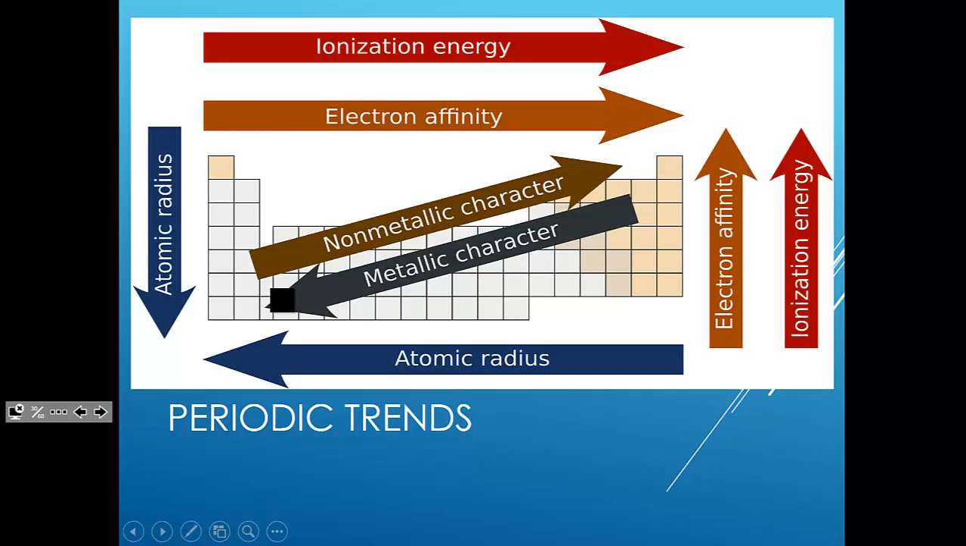So there are 4 periodic trends you have to know. We've already talked about first ionization energy, where as you go across a period, the first ionization energy increases, and as you go down a family, first ionization energy decreases, meaning the highest first ionization energy would be all the way over to the right and near the top. So helium has the highest first ionization energy.